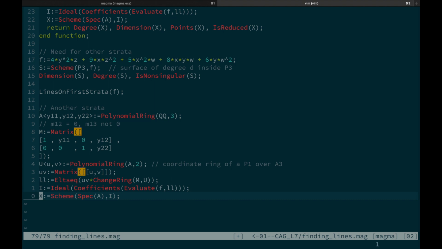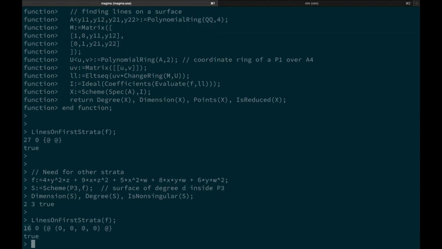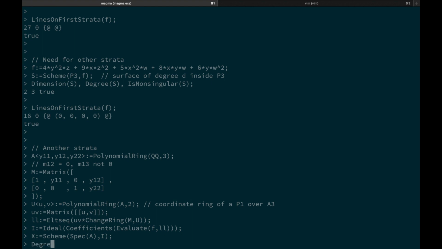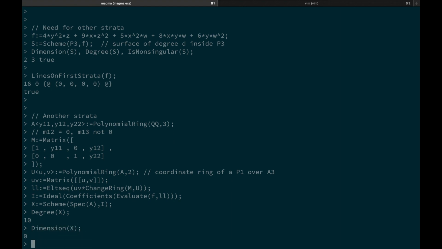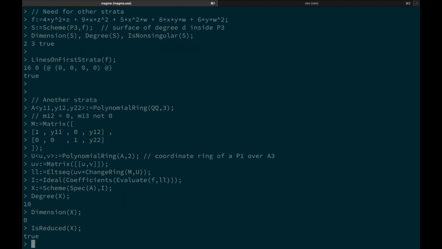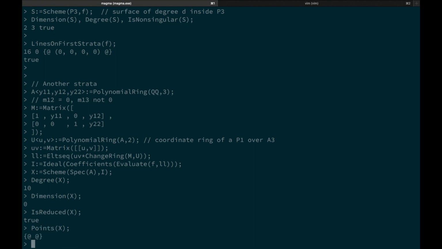So everything else remains the same. My F is the F defined over here. So this was the special one with 16 lines on the affine chart. Let's see what it does here. Let's look at the degree of X. There are 10 lines here. And let's just check that the dimension of X is 0. And also, okay, so X is reduced. It has dimension 0, has degree 10. Are there any points? Okay, and no rational points.